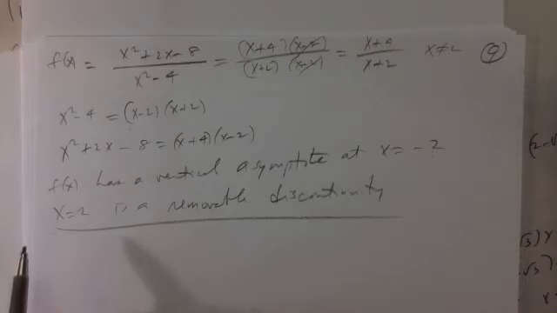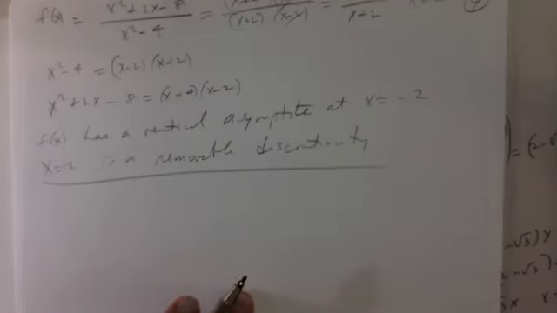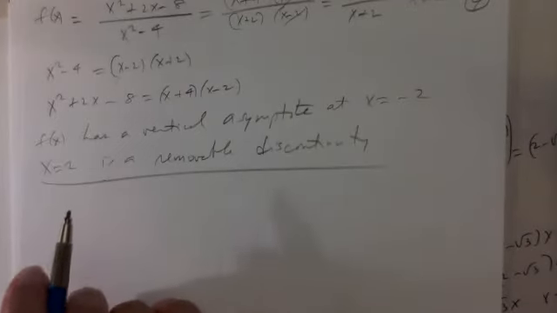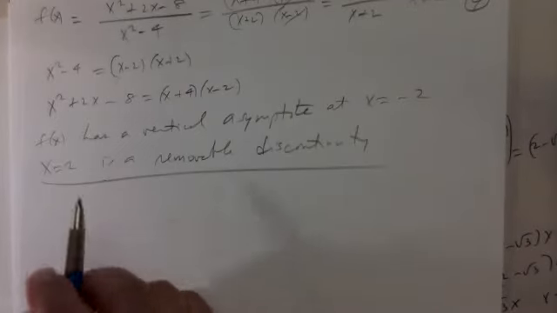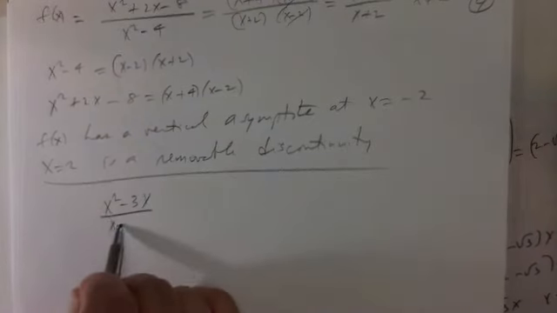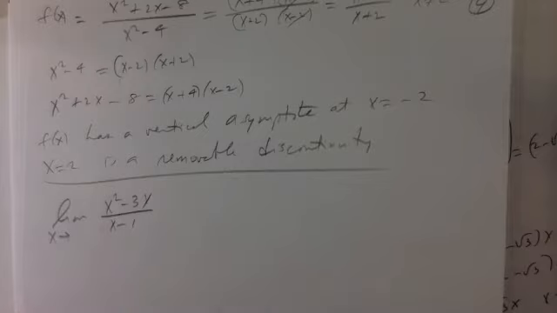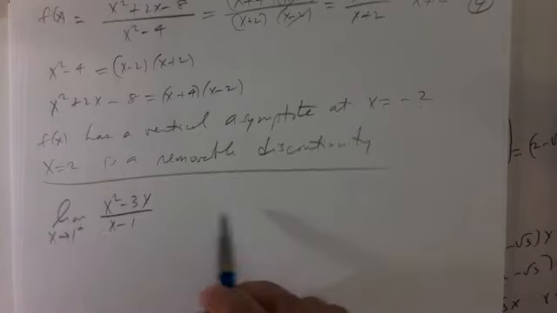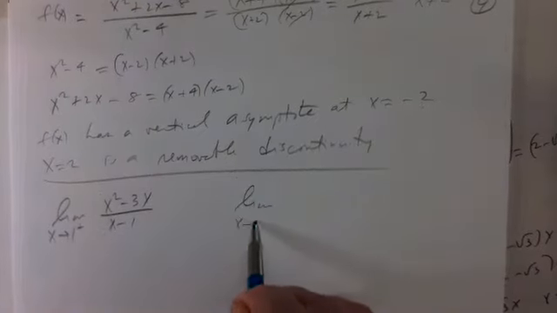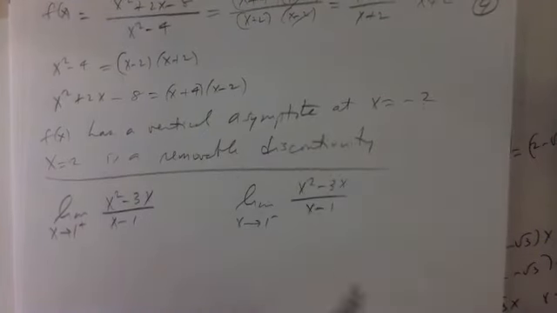Let me just keep doing examples because this is the kind of mathematics you did not see in pre-calculus probably. Suppose we have the function x squared minus 3x over x minus 1. Now this is not defined at x equal 1, but we can ask about the limits from the right and the limits from the left of that function.